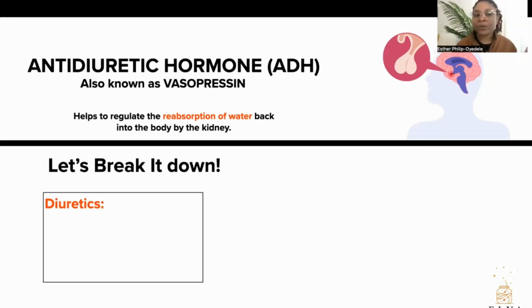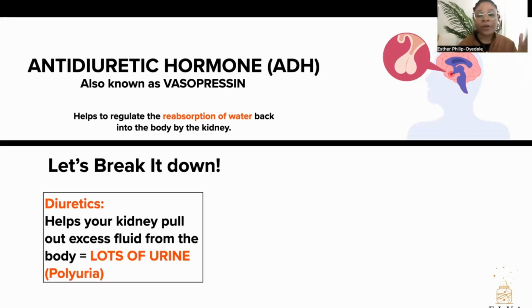We are quite familiar with diuretics. When we think about diuretics, you say, oh, the water pill. We call it the water pill because it literally pulls out all the water. You're going to be peeing a lot. So pretty much the diuretics, your Lasix, aka your furosemide, your thiazide, and all of the rest, they're called diuretics. They help your kidney pull out all that excess fluid from your body. So you end up having a lot of urine, also known as polyuria.